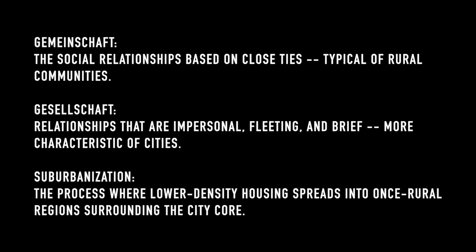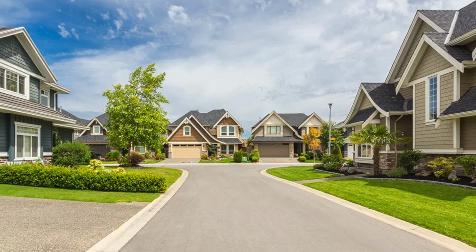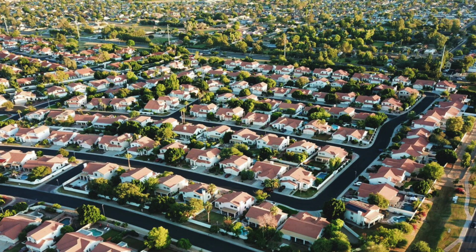To further complicate the matter, the rise of suburbanization has blurred the lines between cities and rural communities. Suburbanization is the process where lower density housing spreads into once rural regions surrounding the city core. It is the process by which housing spreads almost unhindered into once rural regions surrounding cities. This greatly expands the geographical size of cities and takes out of production valuable agricultural land, and there is a noticeable shift of the affluent out of the urban center into surrounding areas.